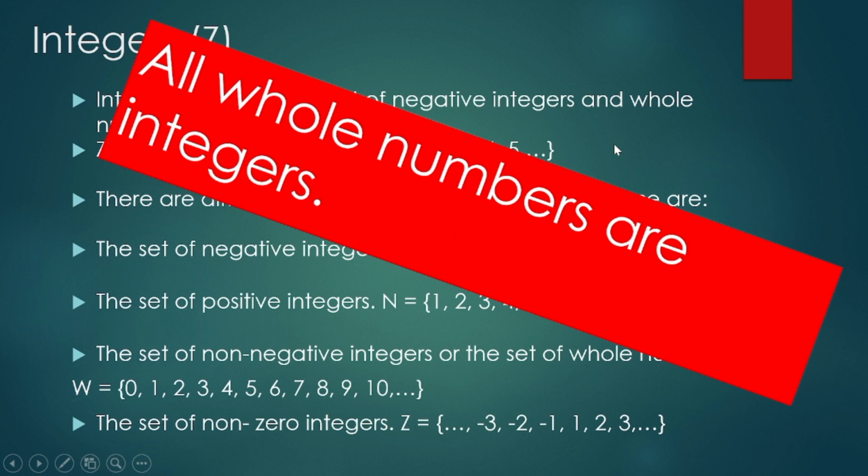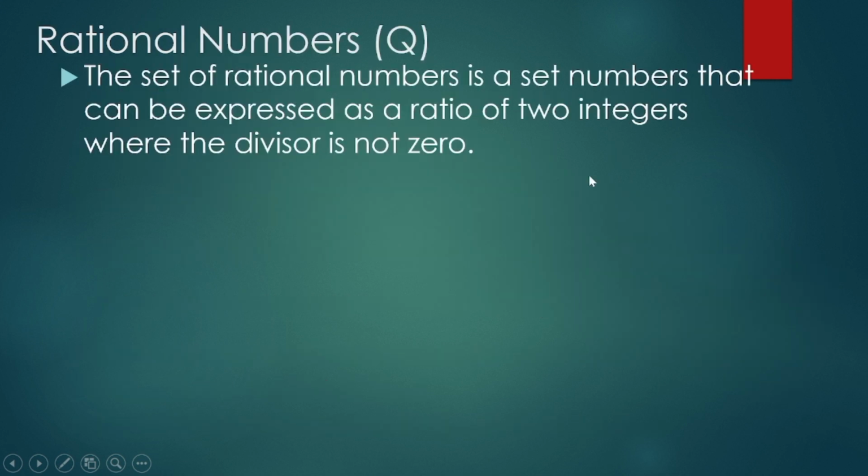So, next, we have the rational numbers. Yung symbol natin na ginagamit ay Q. So, the set of rational numbers is a set of numbers that can be expressed as a ratio of two integers where the divisor is not zero. So, ibig sabihin, nandito na po yung ating fraction. So, sabi nga dito, ratio of two integers. Example, 1/4. Integers yung ating numerator, integers din yung ating denominator.